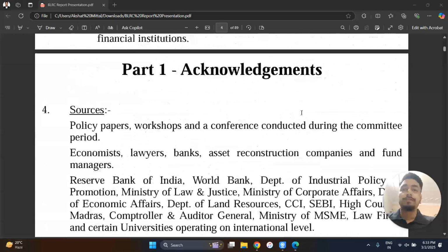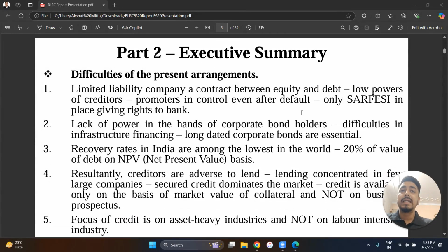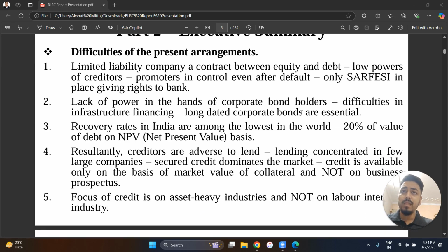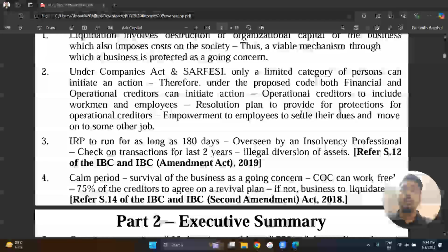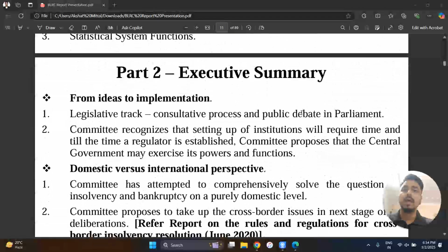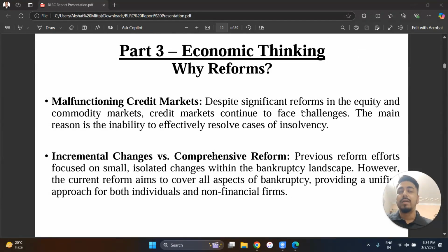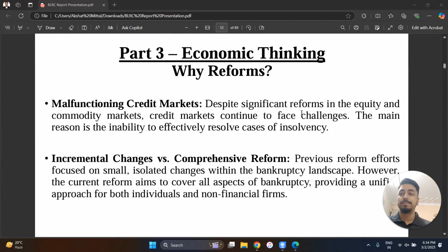So, moving forward, in part two of this committee report, which is titled as Executive Summary, this committee has summarized all its findings and all its recommendations in this part two. And if we are to understand this report in a quick manner, part two is very essential. But for the present session, we will be directly starting with part three of this report because in part three, the committee addresses the first very important question, that is why reforms.